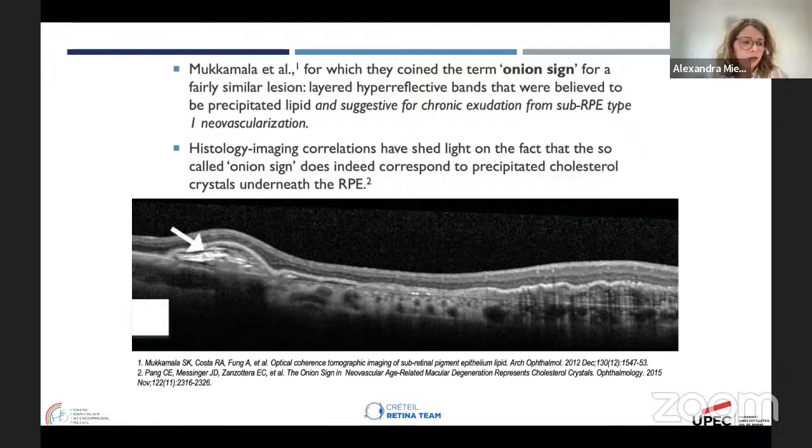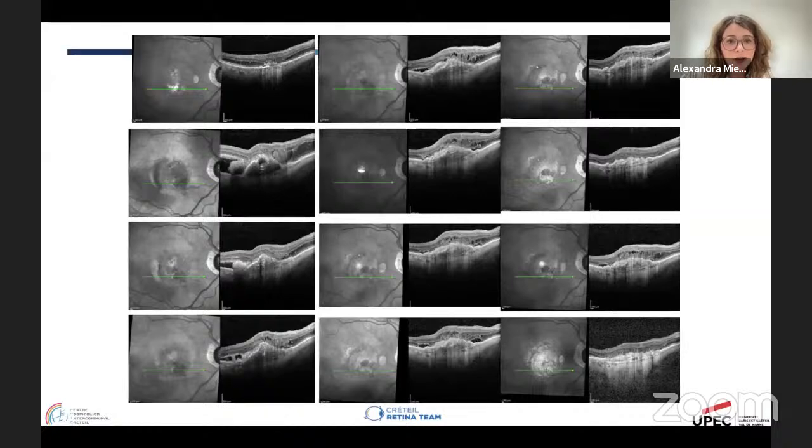And actually, when performing histological studies on patients with onion sign, they did see that the onion sign corresponded to precipitated cholesterol crystals underneath the retinal pigment epithelium. So if we look at our patient with an onion sign and the type 3 neovascularization above the onion sign, what we can see throughout time is that he will clearly develop sub-RPE neovascularization. Here he had a macular hematoma, and in the final stages, after almost 10 years of follow-up, he did develop a very important fibrotic lesion, fibroatrophic lesion.